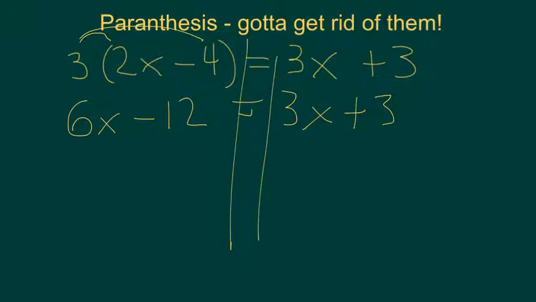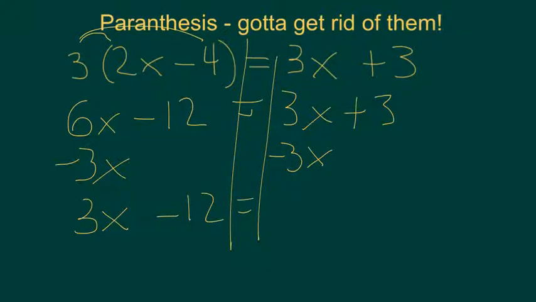Now, again, I want to work with those railroad tracks there. Now I've got the variable on both sides, so I want to move them to one side. I like to move the smaller one towards the larger one. That's going to give me 3x minus 12 is equal to 3.